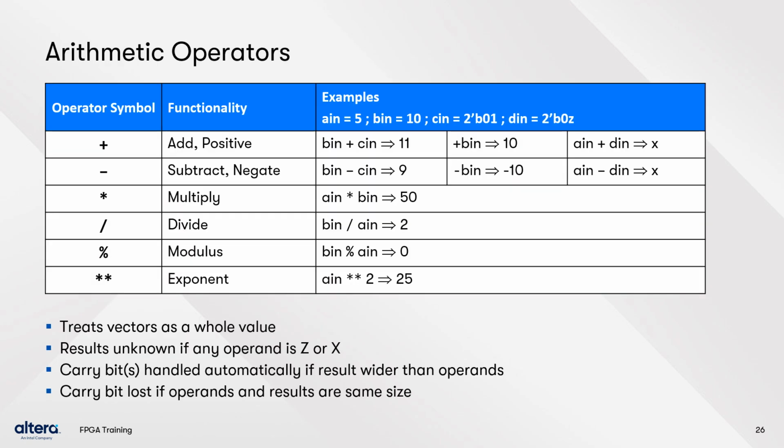In terms of arithmetic operators, Verilog defines add, subtract, multiply, divide, modulus, and exponent. Some synthesis tools may not support divide or exponent. Others support them only if the second operand is a constant. The operators treat input vectors as a whole number, so if z or x values appear in part of the operands, the result will be unknown. A_in plus D_in will give unknown. Also, if the result vector is the same size as the operands, then carry will be lost. It is important to note that the exponent may not be fully supported by your synthesis tool.